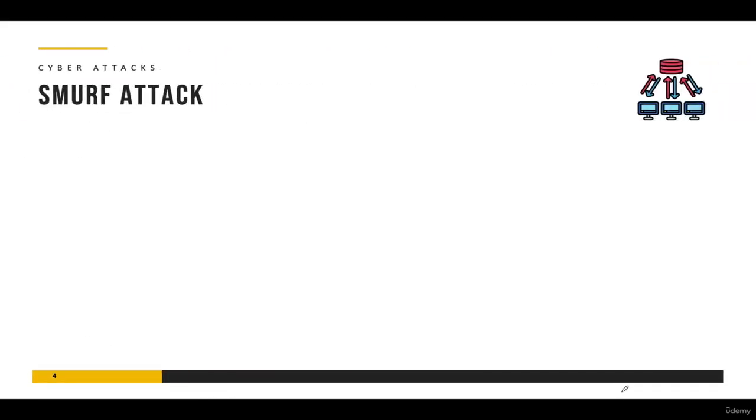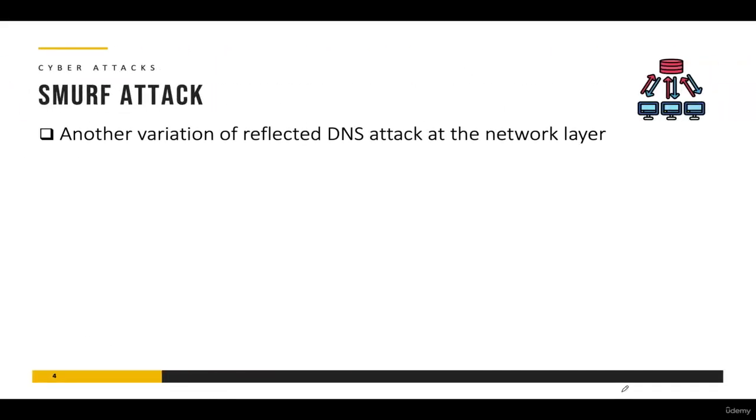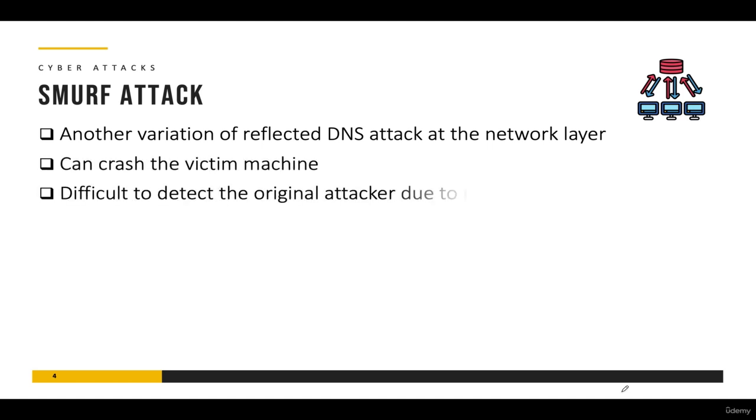A Smurf attack can be considered a variation of the reflected DNS attack but at the network layer. The DNS protocol worked at the application layer, so the reflected DNS attack could be classified as an application layer attack, whereas the ICMP ping messages work at the network layer. That's why the Smurf attack is called a network layer attack. It can cause a crash to the victim machine, and it is also sometimes difficult to detect because the IP address has been spoofed. It's almost impossible to trace back which was the original IP which sent these messages, because all the source IPs in the ICMP packets are spoofed.